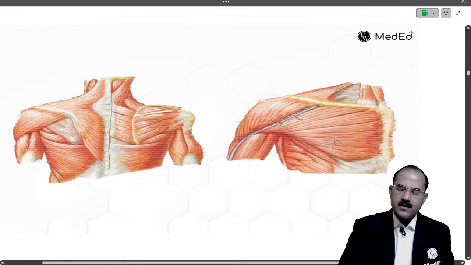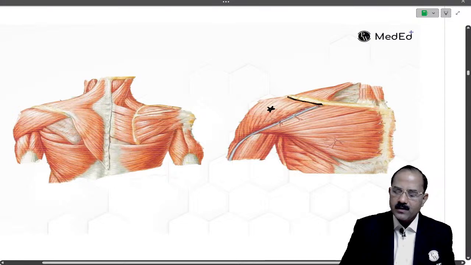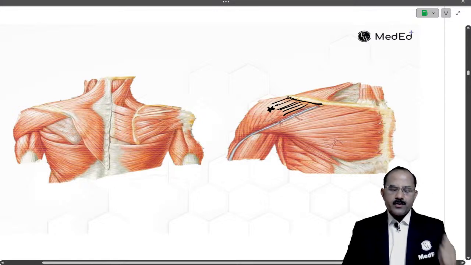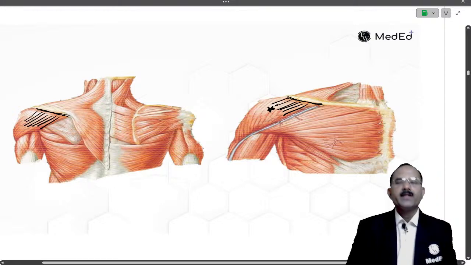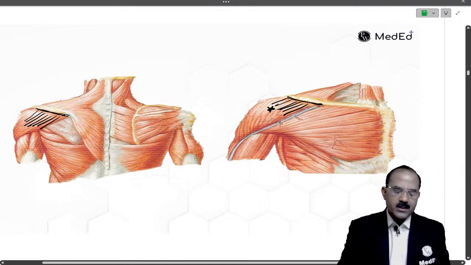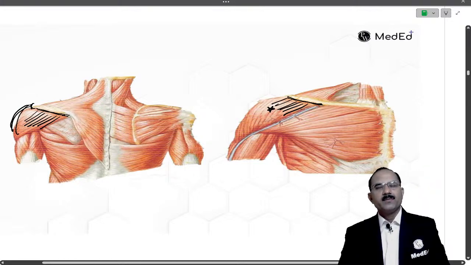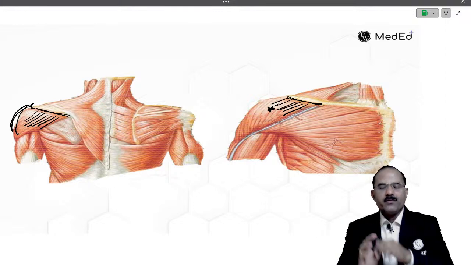What is this muscle? This muscle is the deltoid. Deltoid has got three types of fibers. The one which begins from the clavicle, these are the clavicular fibers of deltoid, or the anterior fibers of deltoid. The one which begins from the inferior border of the spine, these are the posterior fibers of the deltoid. And the third fibers begin from the acromial process. These are the acromial fibers of deltoid. So anterior fibers, posterior fibers, acromial fibers.